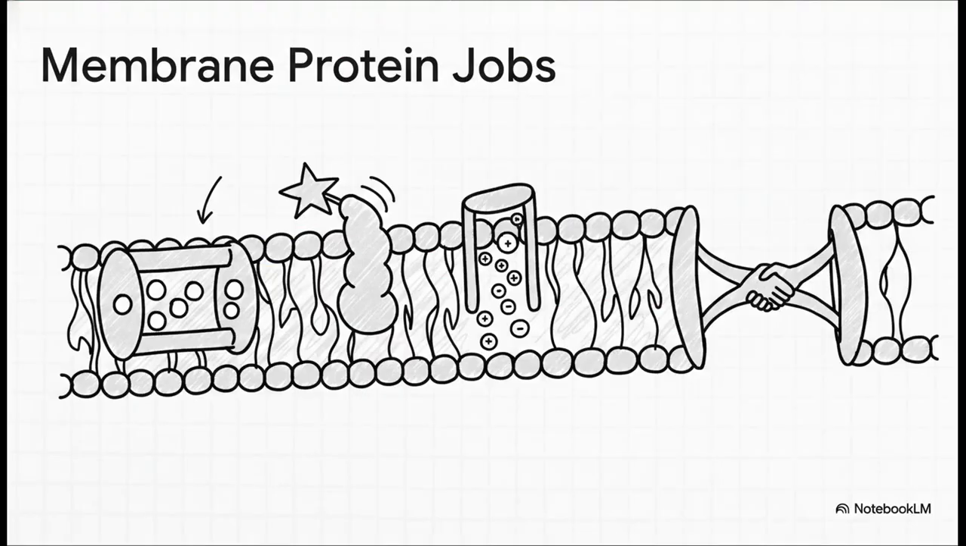And what they do is absolutely vital. They're the transporters and channels that let specific things in and out. They're the receptors that act like the cell's antennae, picking up signals. And they're the adhesion molecules that help cells stick together to build tissues. They really are the true guardians of the gate.